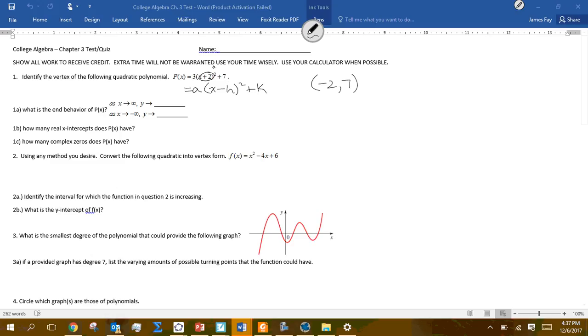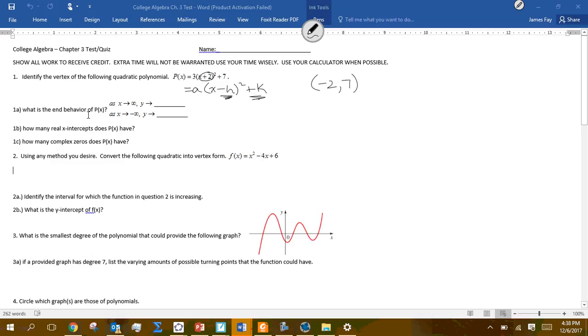Remembering that with transformations, this here is a left or right movement, and this here is an up or down movement, and our parent function right here is x squared, so we move it left 2 units and then up 7 units, and that's going to put 0, 0, which would have been the vertex of x squared, at -2, 7.